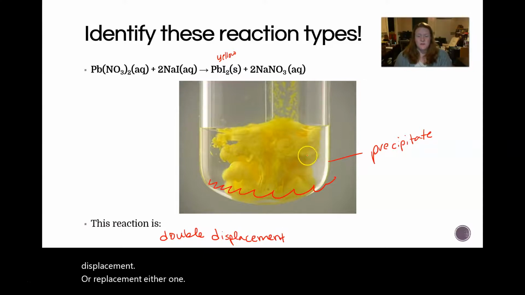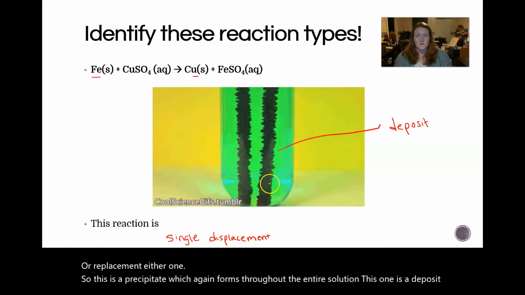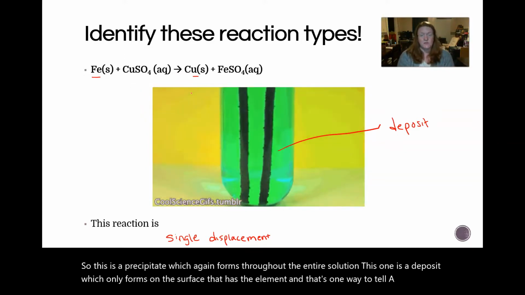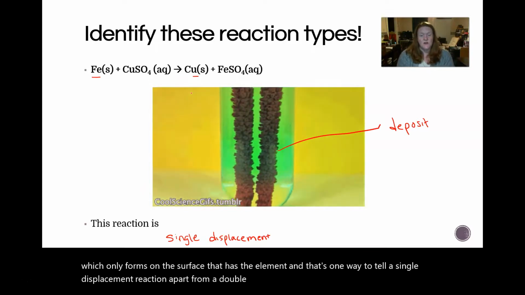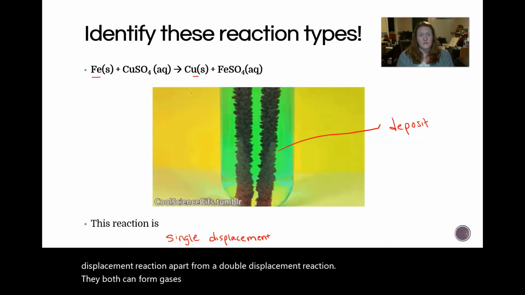So this is a precipitate, which again forms throughout the entire solution. This one is a deposit, which only forms on the surface that has the element. And that's one way to tell a single displacement reaction apart from a double displacement reaction. They both can form gases sometimes, so we've got to watch out for that.